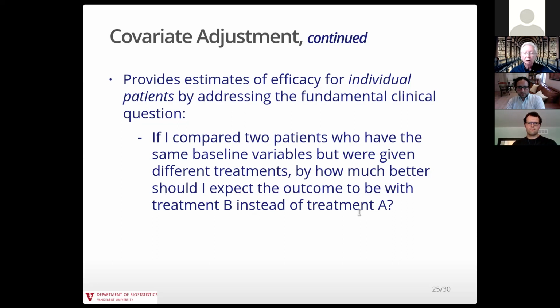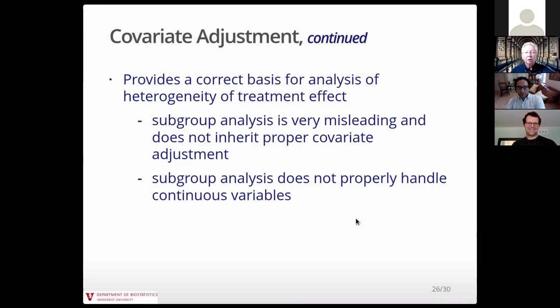and making your treatment assessment covariate specific is a way of personalizing the results of the clinical trial that you can get for free, and it doesn't even take omics to do that. You get a correct basis for analysis of heterogeneity of treatment effect. And if you instead decide to do subgroup analysis, that's going to be very misleading, and it doesn't inherit the proper covariate adjustment. I think that was a Twitter topic earlier today. And subgroup analysis does not properly handle continuous variables.